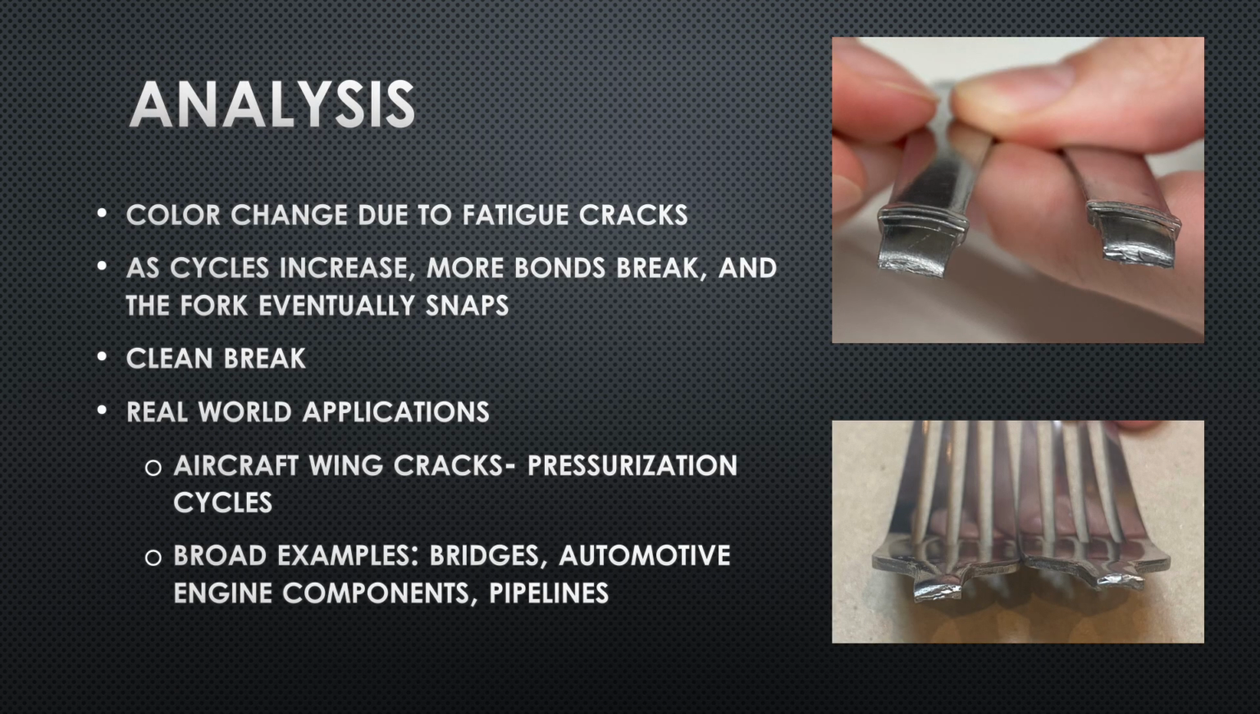The first fork broke quicker than the second, and this supports the fatigue theory that lower stress amplitudes extend the fatigue life. And as seen on the pictures to the right, it was a pretty clean break for both demonstrations. And metal fatigue is marked by progressive cracking of the material surface.